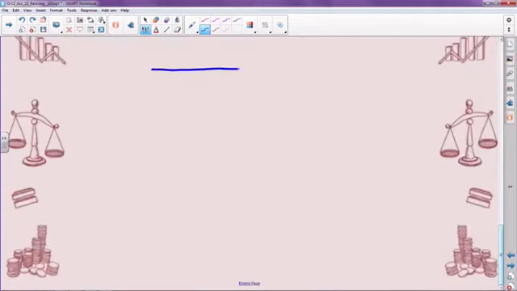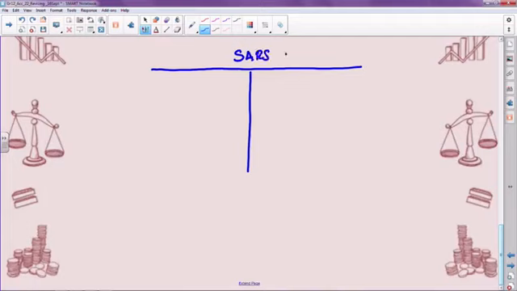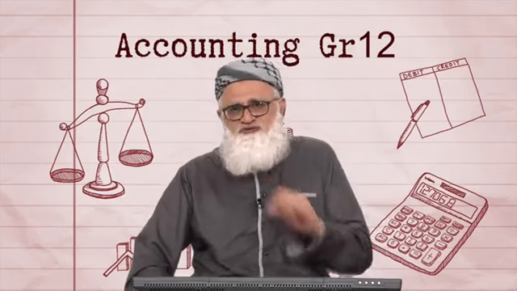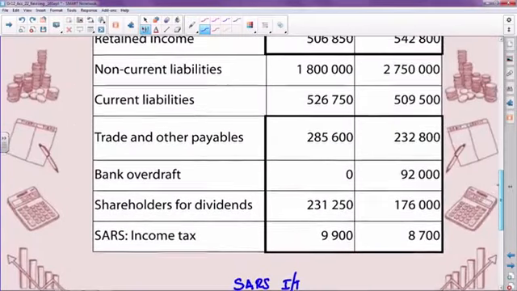The easiest way to calculate your taxation paid, grade 12s, remember there are many methods, but the method that I have taught you and I find the easiest is to redraft your SARS income tax account. Okay, step number one, let's see if you remember. In fact, maybe a good idea. Go for it, guys. You have 1 minute to draft this account for me based on the information that you have here in front of you.